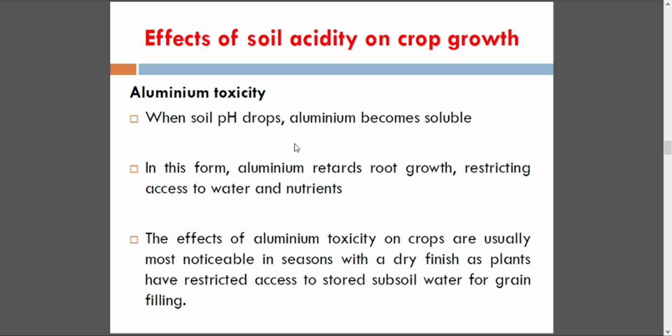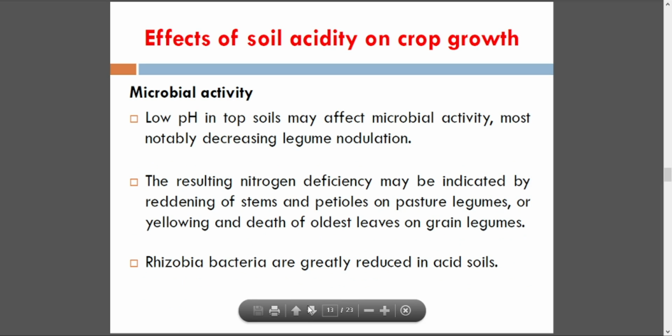The first effect is aluminium toxicity. And we see that when the soil pH drops, aluminium becomes soluble, hence retarding root growth, and this results in restriction of access to water and nutrients, which are very important for crop growth and development.